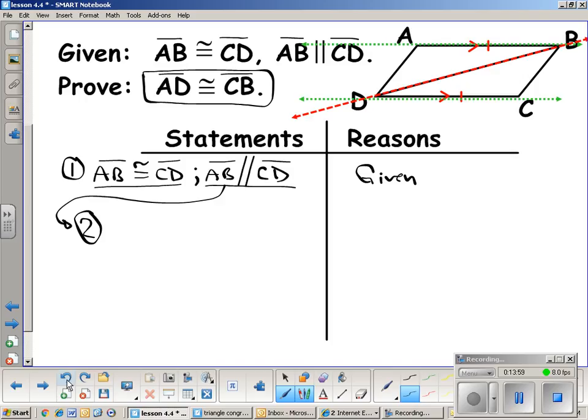And so the only thing left is what? Alternate interior. And again, it has to be between the green line and the red line. So it would be this one and this one.